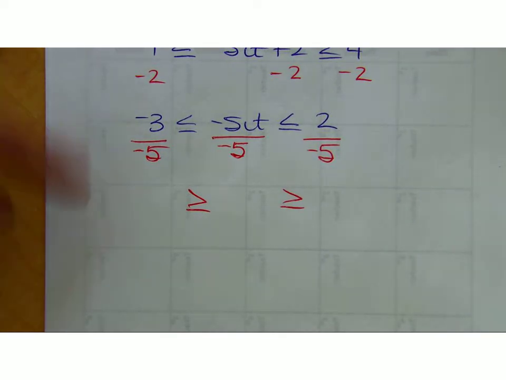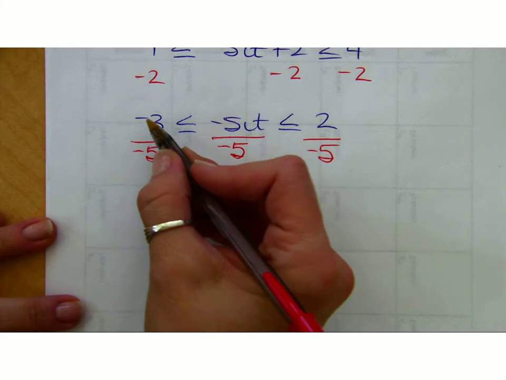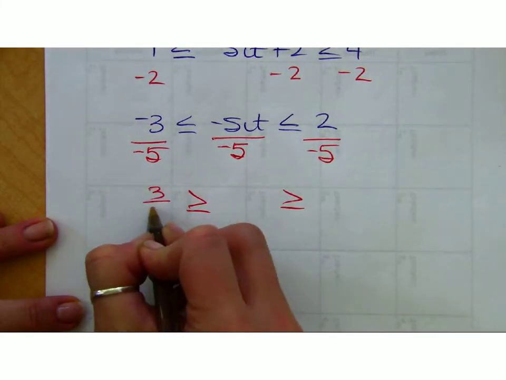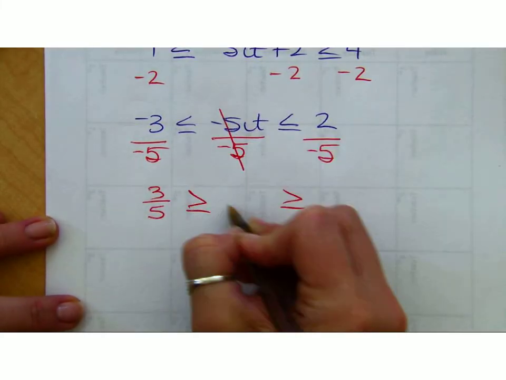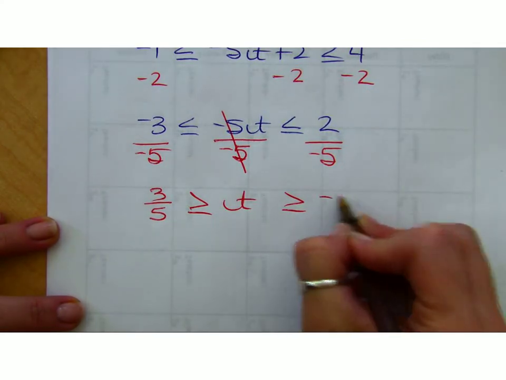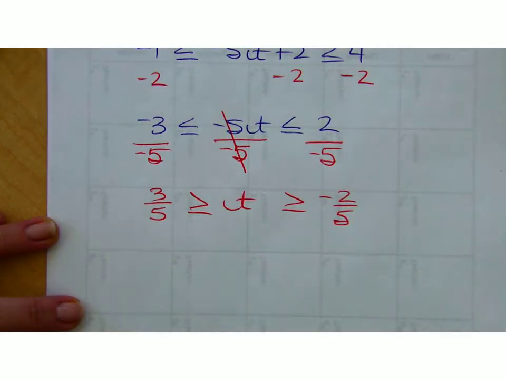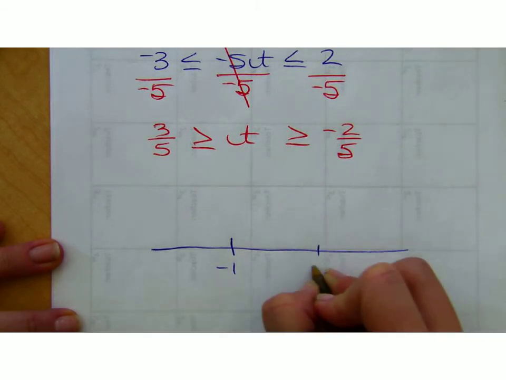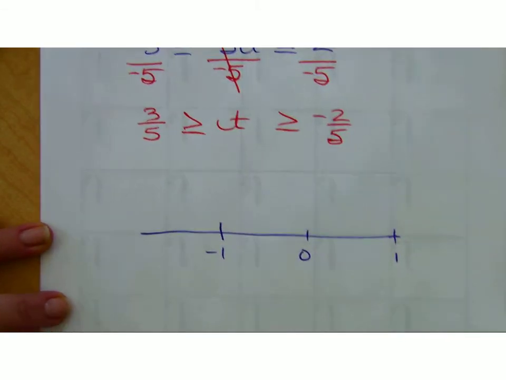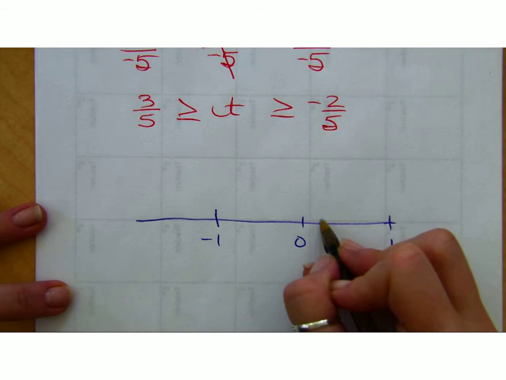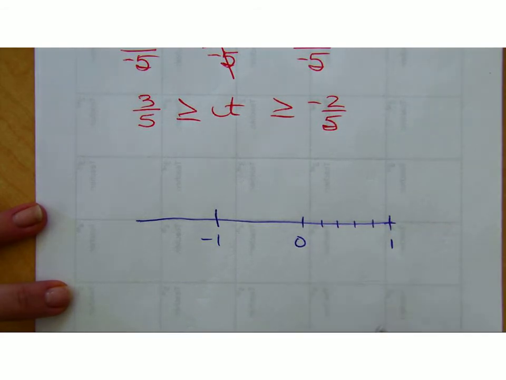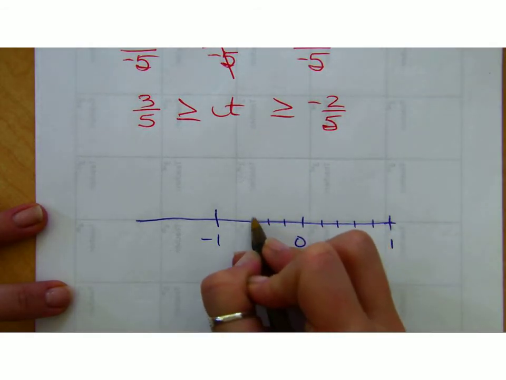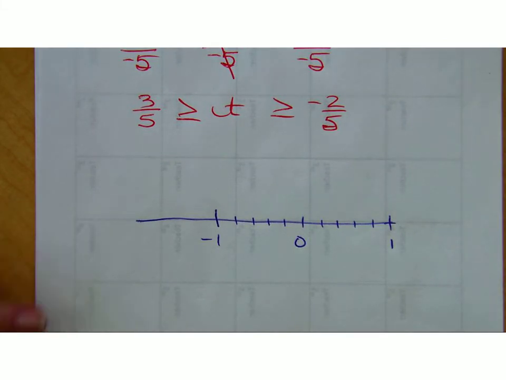Now I got a little bit of cleanup here. What's a negative divided by a negative? Positive. That canceled. And this leaves me with this. And so now I went from a multi-step inequality like that. I have -1, 0, +1. This is 1/5, 2/5, 3/5, 4/5, -1/5, -2/5, -3/5. And now you know the drill from there.